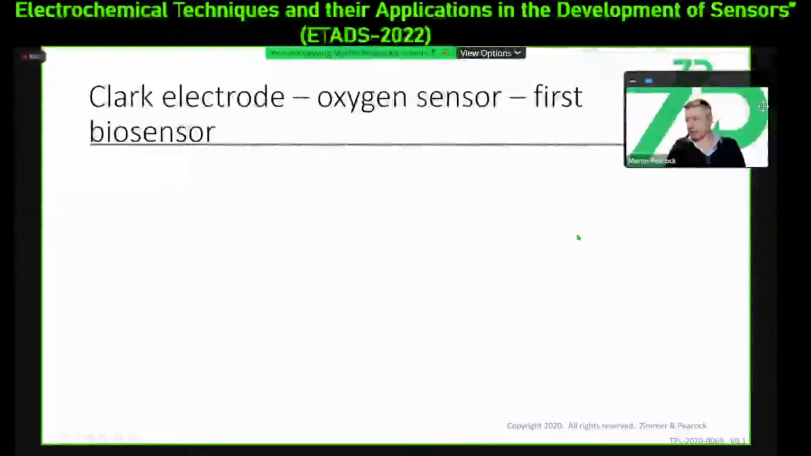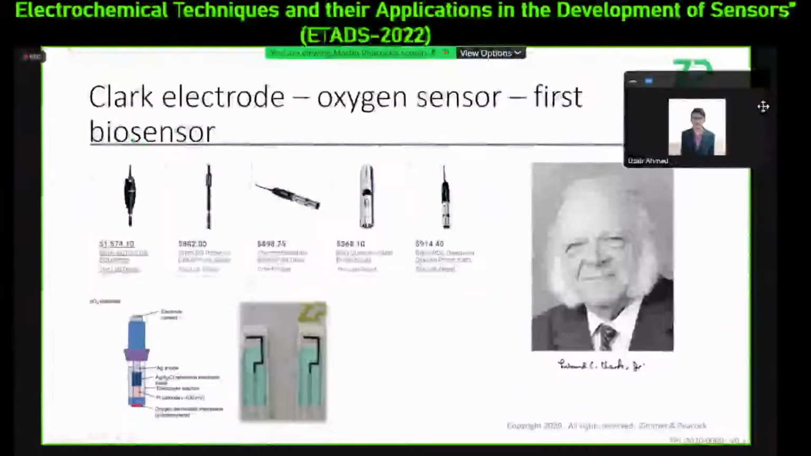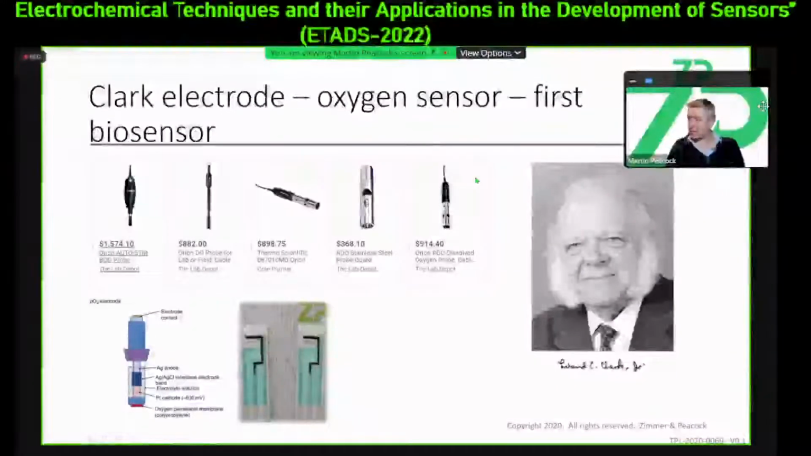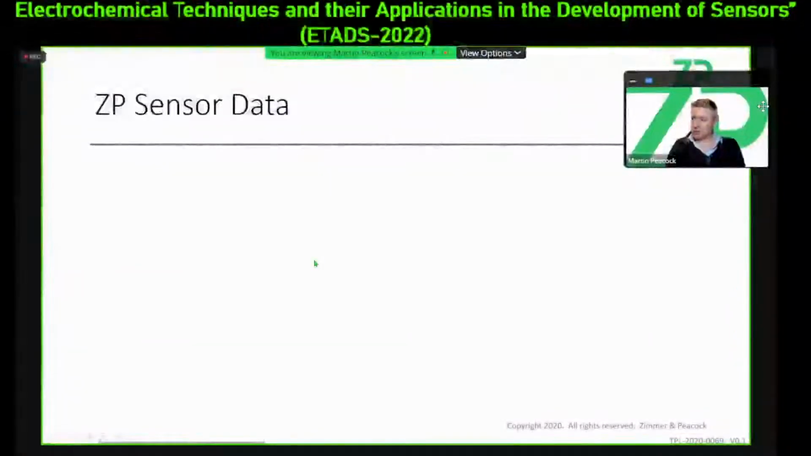Now, amperometry as a technique has been around for a very long time. There's something out there called the Clark electrode, invented by a guy from the USA in about 1956 called Leyland Clark. He invented the oxygen sensor. A couple of years later, he invented the glucose sensor. But the oxygen sensor that he invented is really an amperometric sensor.